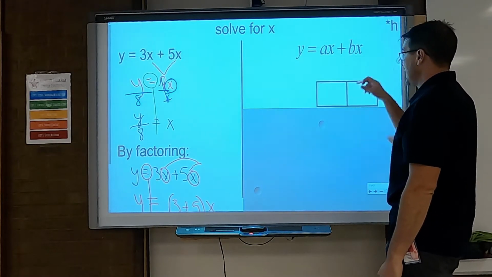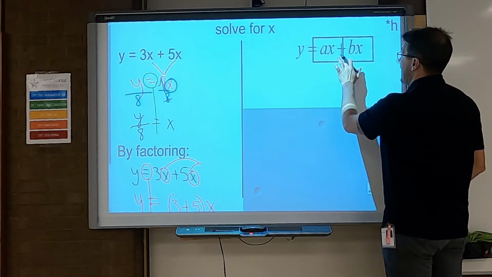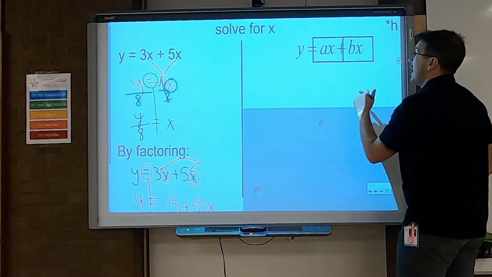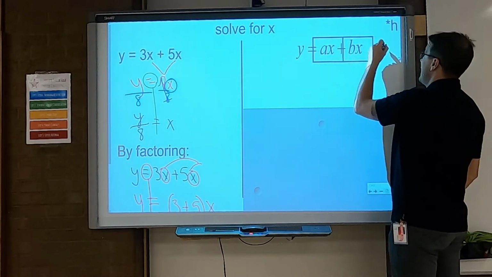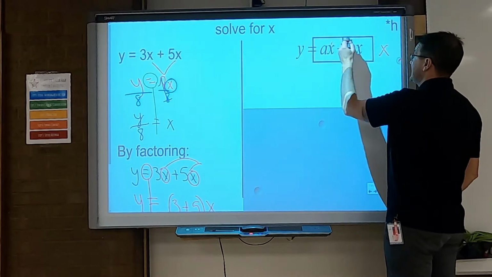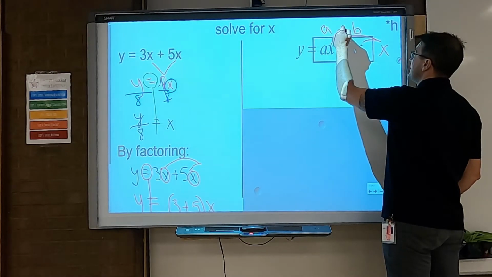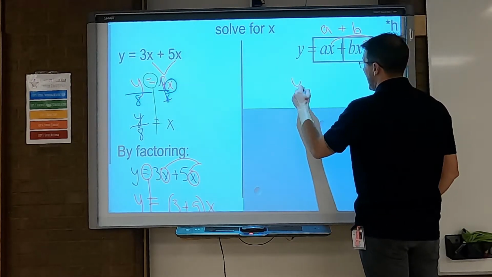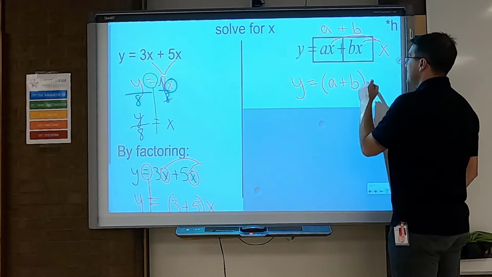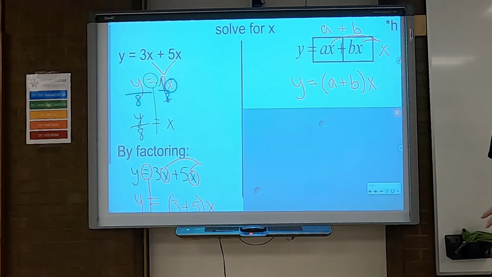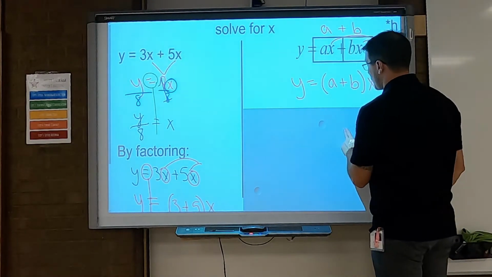The area model is where I take the thing and I say, okay, I have that ax, right? What can I pull out of both of them? I can pull out an x. If I pull an x out of both of them, that leaves here an a, and that leaves here a b. And so what's left here is y equals a plus b times x. You're like, okay, that looks kind of scary, Mr. Craig. You're right. But let's go back to solving this equation now.